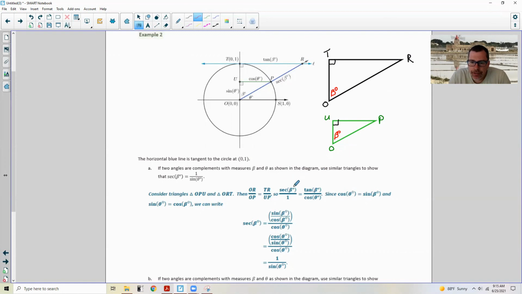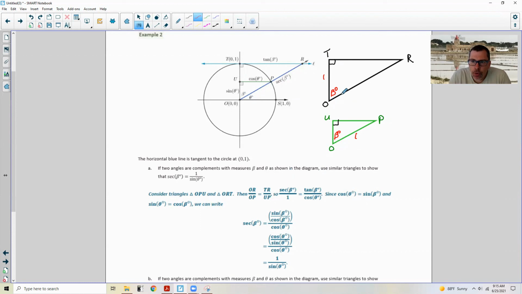Right here, secant of beta over 1. Because OP is right here, and that is 1. So this is the length 1 because it's a radius. Same with OT. OT is 1. All right, they're the same length.